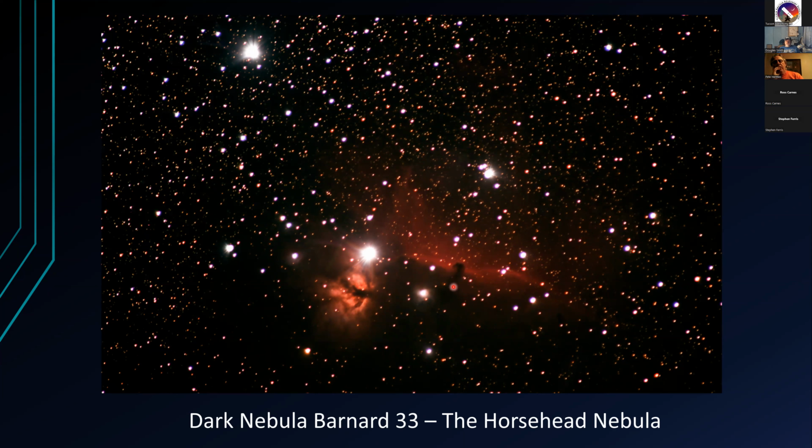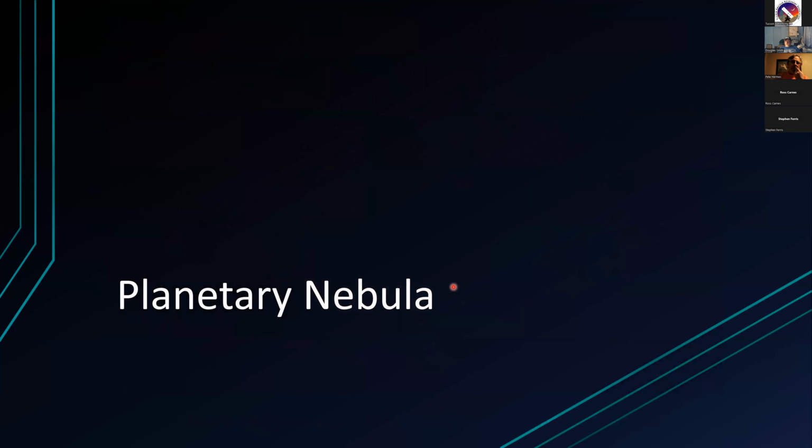Barnard was the first person to officially categorize and catalog many dark nebulas. I believe he cataloged close to 300, and most of those dark nebulas were only found by photography, because you won't be able to see a lot of these, with some exceptions, without the aid of photography. And last on our list, we have planetary nebulas.